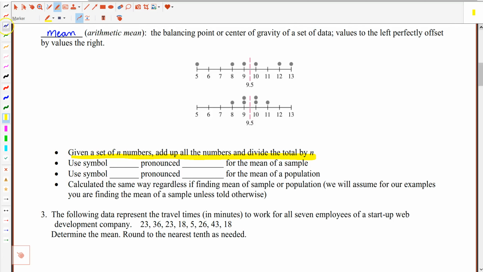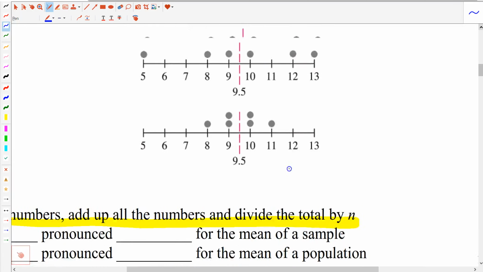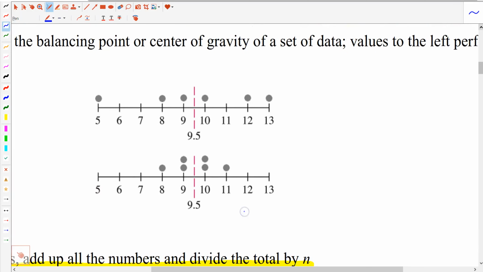That's how you find the mean, but what is the mean? Well, the mean is going to be the balancing point or center of gravity of your data set, where the values to the left are perfectly offset by the values to the right. So to highlight what's going on with that, I have these two different data sets right here, so I'm going to zoom in on these. Both of these data sets have a mean of 9.5. So let's explore why the mean is 9.5, and also we're going to talk about some of the differences of what's going on in these two data sets.